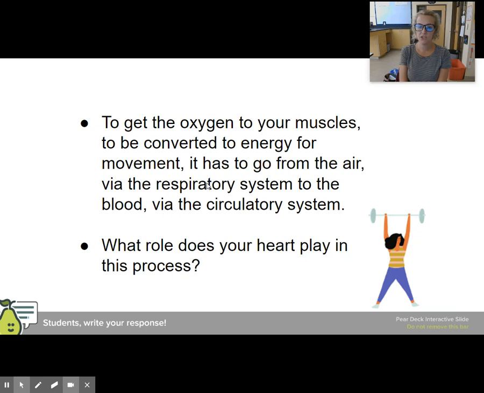Now, to get oxygen to our muscles to be converted to energy, we need to take that oxygen from your lung site. So remember, at your lung site, there are these little bubbles called alveoli. Those alveoli are where gas diffuses in and out of the bloodstream. So oxygen needs to go into your lungs and into your alveoli, and then small capillaries at the ends of your bloodstream that meet up with your alveoli pick up those gases.